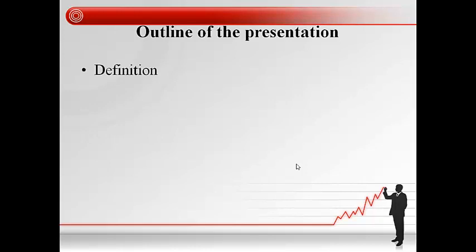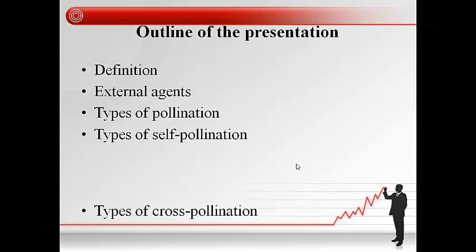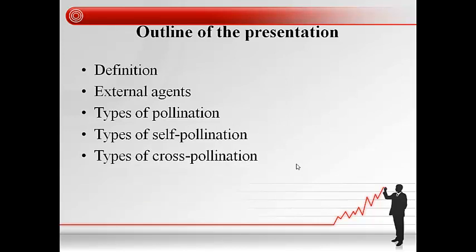Definition. We'll learn about what is meant by pollination. After that, we'll also discuss the external agents. Next, we'll discuss the types of pollination. Then we'll also look at the types of self-pollination. And lastly, we'll also look at the types of cross-pollination. These are the outline of my presentation. Keeping this in mind, let us proceed through my presentation.